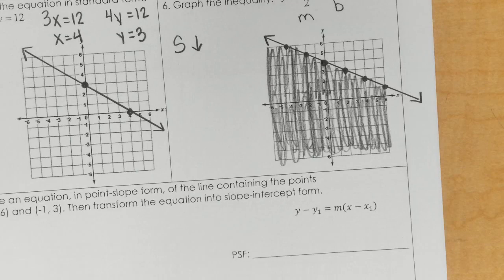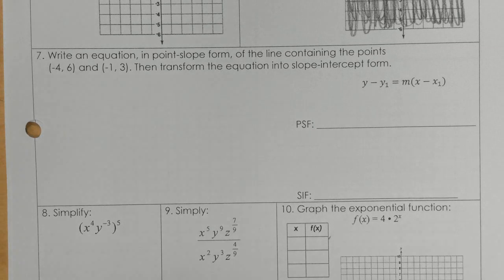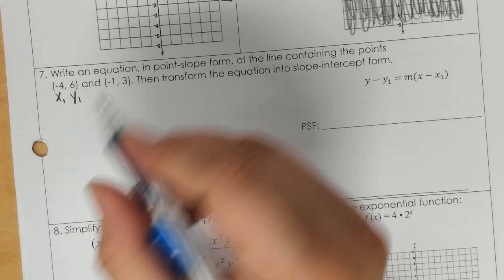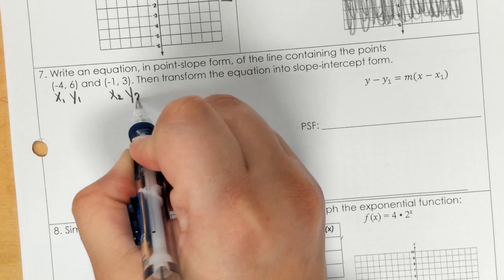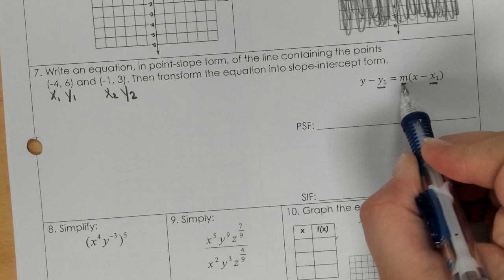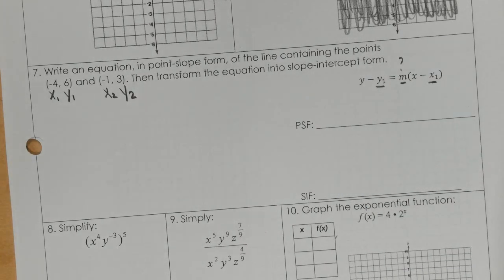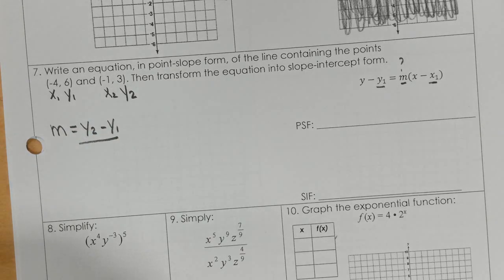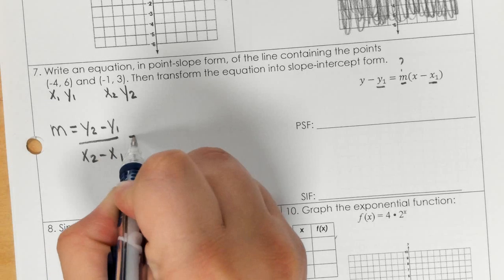Okay. For number 7, we have 2 parts to this. This is write an equation in point slope form of the line containing the points (-4, 6) and (-1, 3). Then transform the equation into SIF, or slope-intercept form. So first I want to label my points, x1, y1, and then x2, y2. So I see that I have the x1 and the y1 here, but I don't have the slope. So to get the slope, I have to use this formula, y2 minus y1 over x2 minus x1.